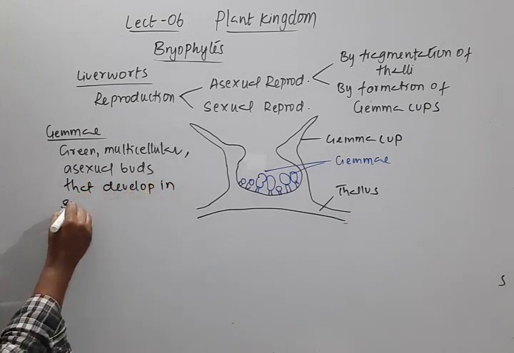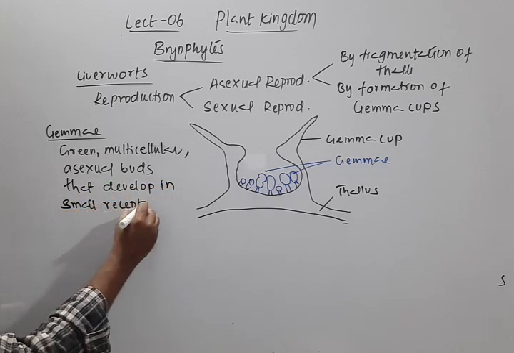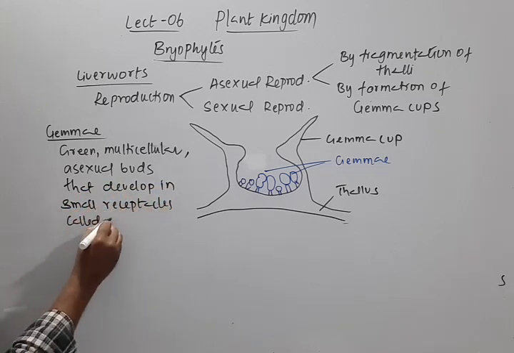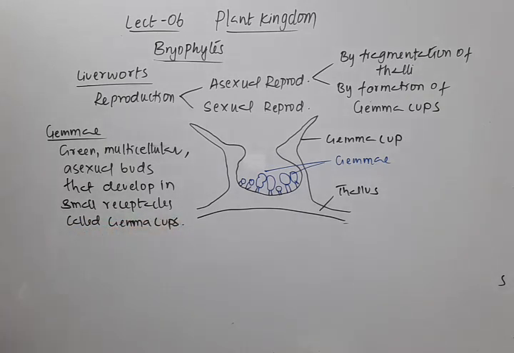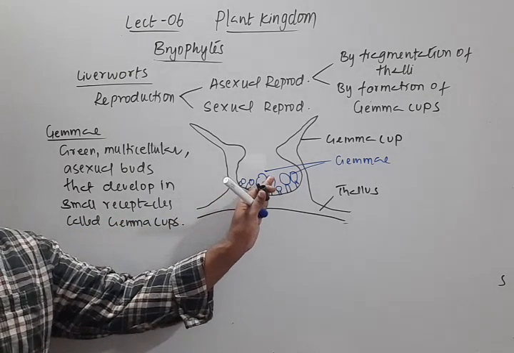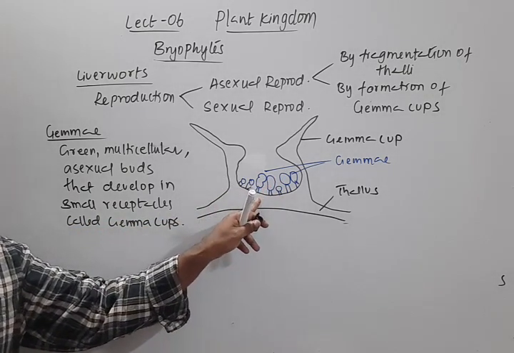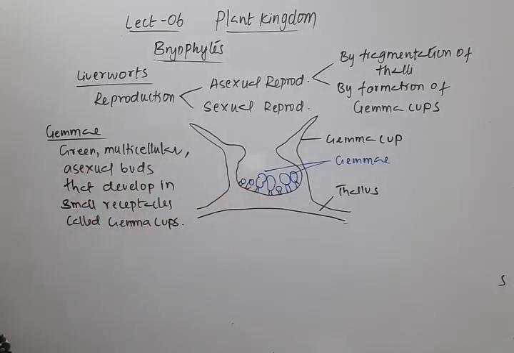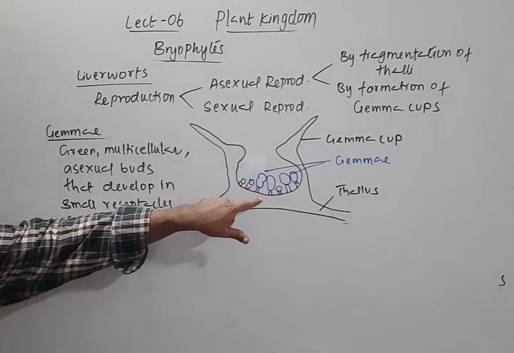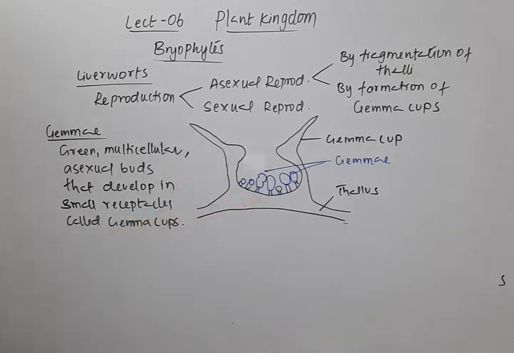So gemmae are green multicellular asexual buds that develop in small receptacles called gemma cups. When they detach from inside these gemma cups, they are carried to different locations, and once they find a suitable habitat, they will start growing into new individuals. So this is how asexual reproduction takes place by formation of gemma cups.